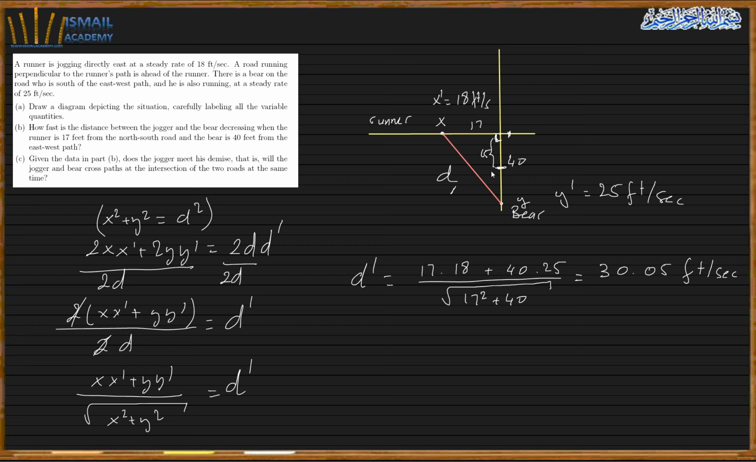So that's my comment for this. You can choose any way to comment on this, but this is what I see. Alright, so this is my conclusion here. The jogger and pier will not cross paths at the intersection.